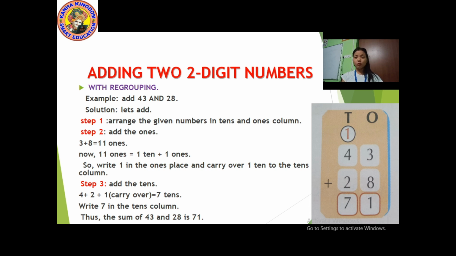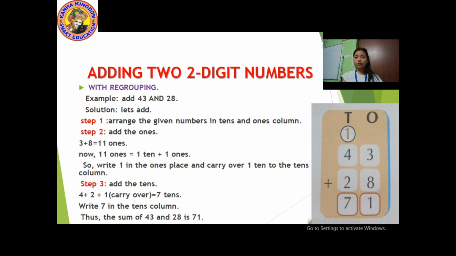The first step was to arrange the given numbers in tens and ones columns. Here the given numbers are 43 and 28, so we arrange them in tens and ones columns. Okay student, now the second step is add the ones.